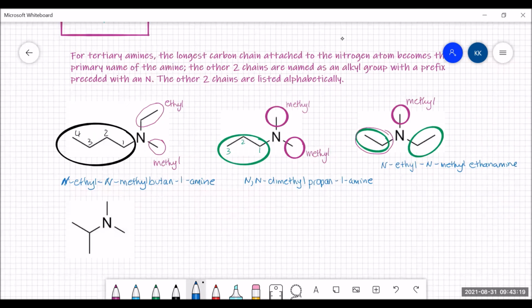Let's have a look at this final example. Again, we're going to find the longest carbon chain that bears that amino group, which is 1, 2, 3. So this is a propan, but it's a propan-2-amine. It has two methyl groups attached to it. So this is N,N-dimethyl propan-2-amine.